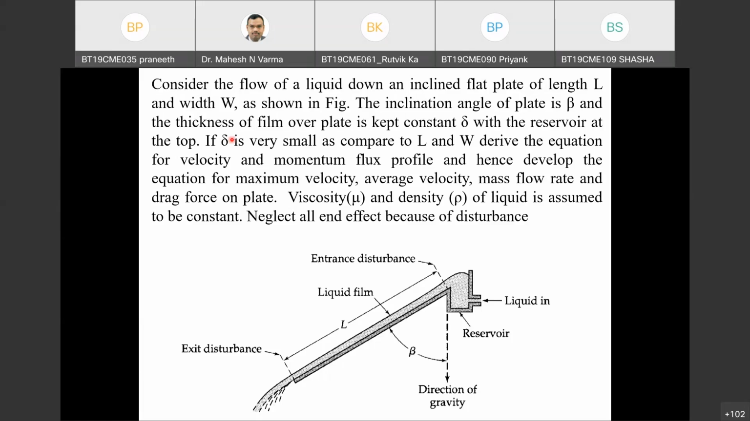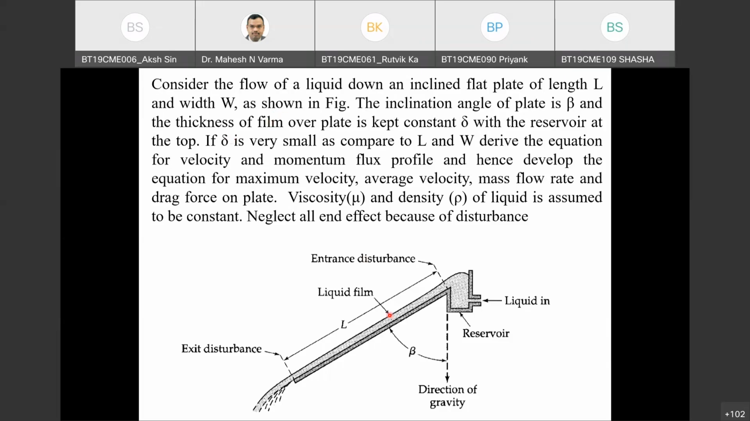Sashank, delta is very, very small. For the thickness, at the time of calculating volume we can neglect it. Any other very important input using this information that delta is small? Roll number 6, Aksh. Delta is very, very small. How to use this information for solving the problem? If delta is small, then I can neglect the acceleration in the falling film.